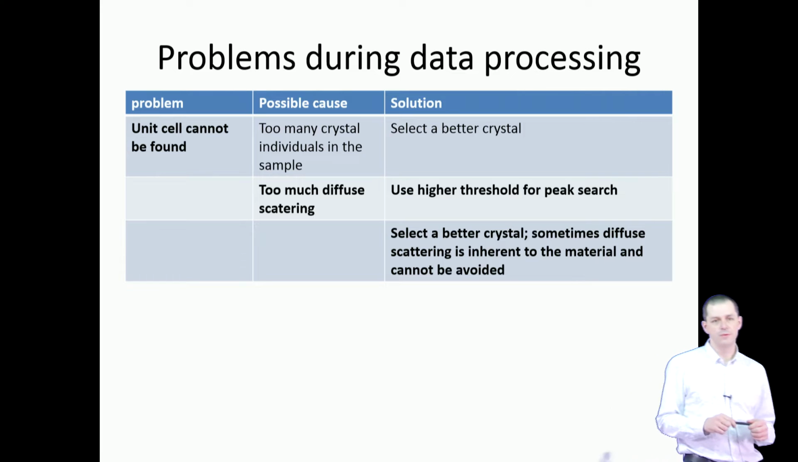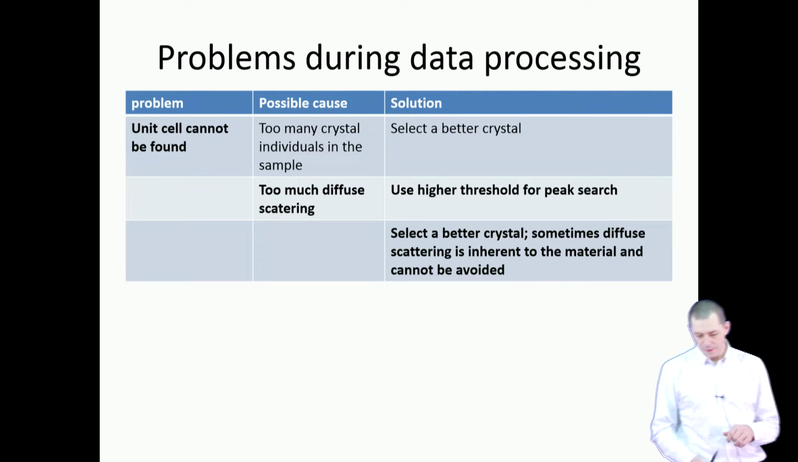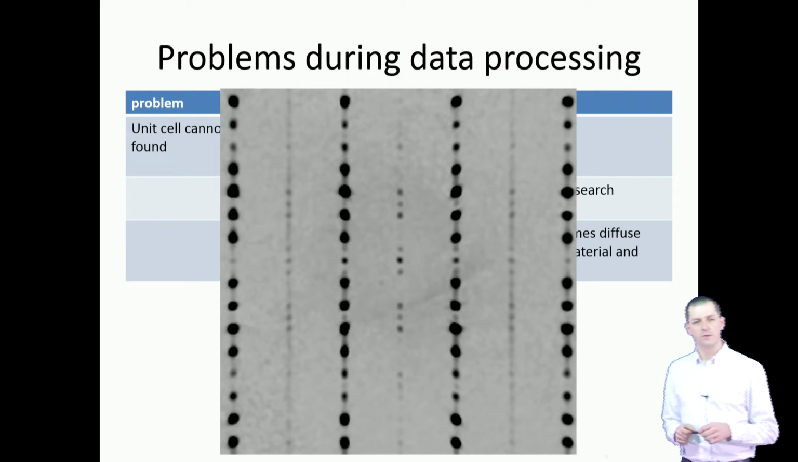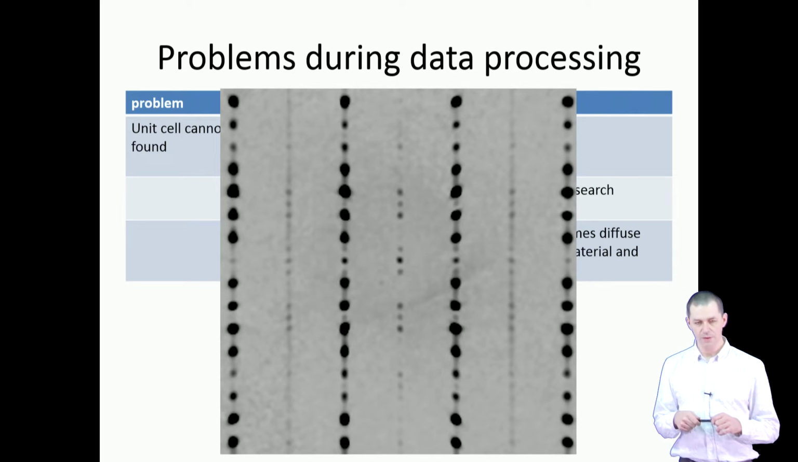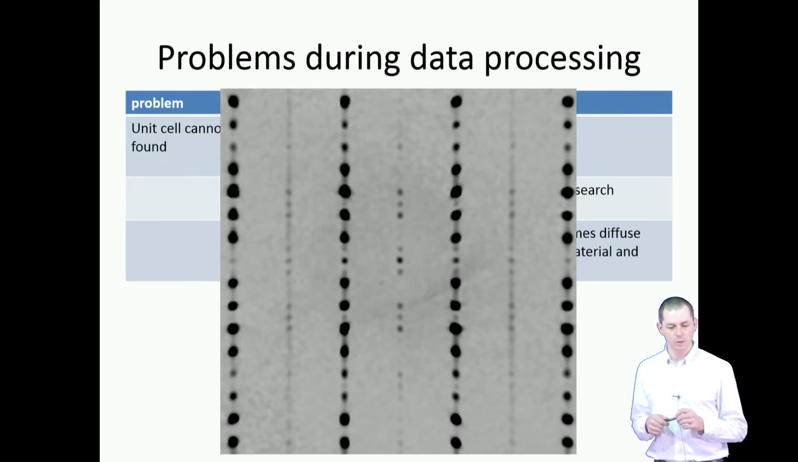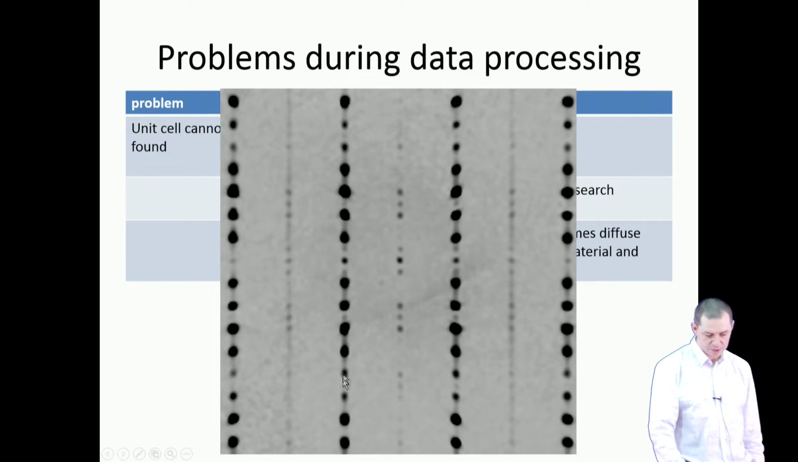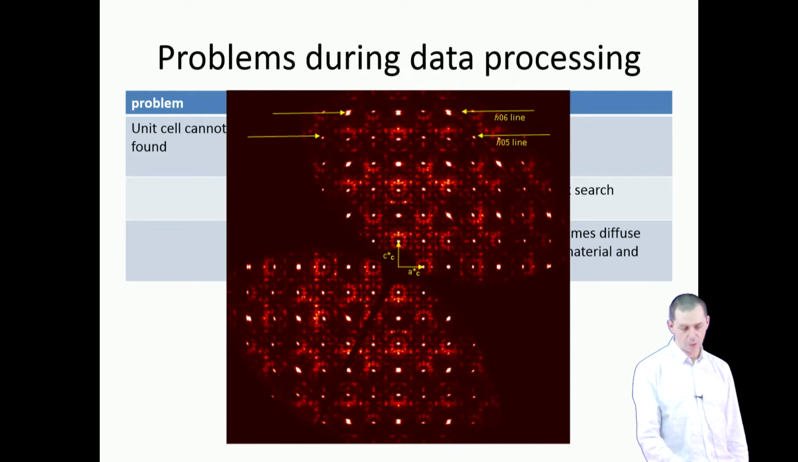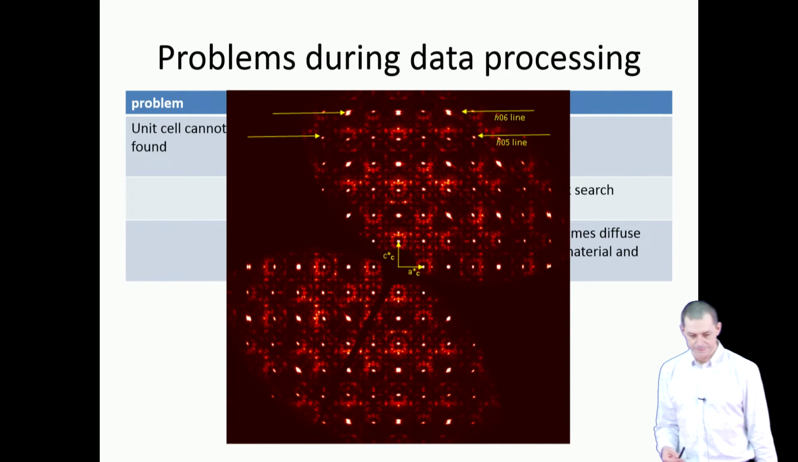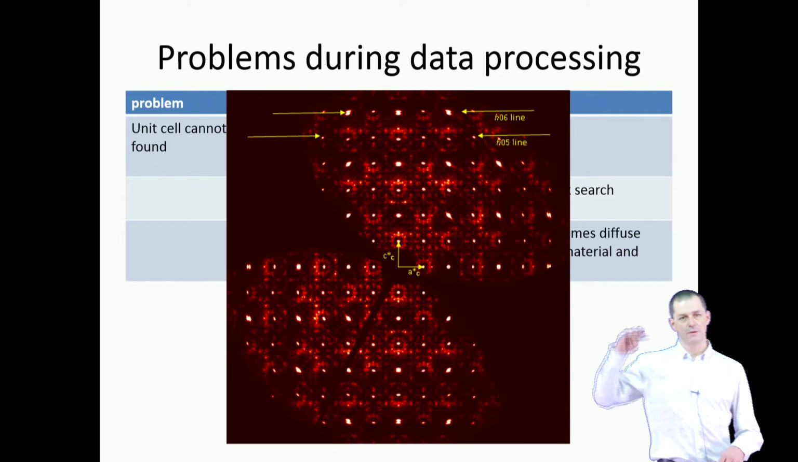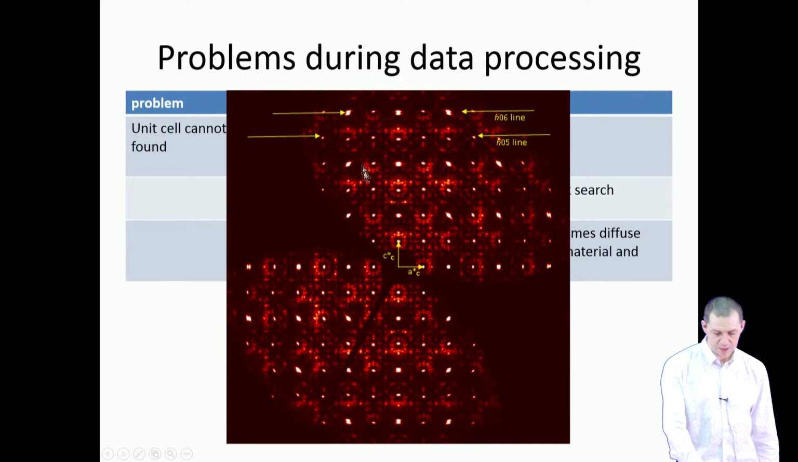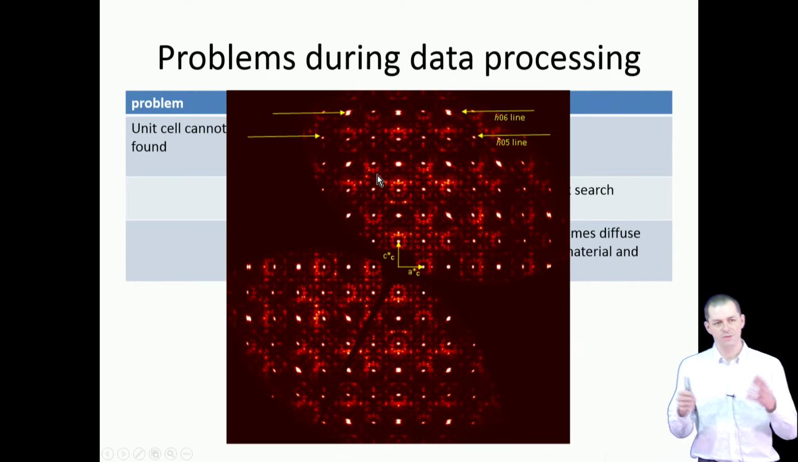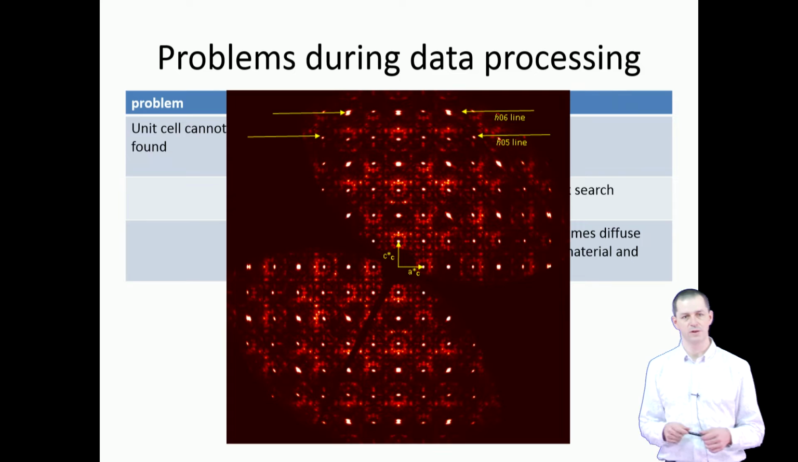You may also have too much diffuse scattering. I spoke about diffuse scattering yesterday in connection with local disorder. So if there is disorder in the crystal, then on top of the sharp, strong black spots, you get weaker diffuse streaks or much more complicated diffuse patterns like this one. If you set the threshold for peak finding too low, all these weak features may be extracted as false Bragg peaks, and then it will be extremely difficult to find the unit cell.